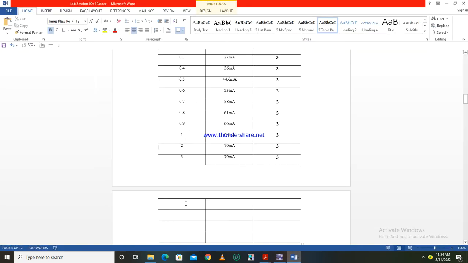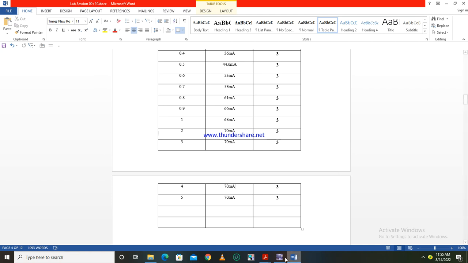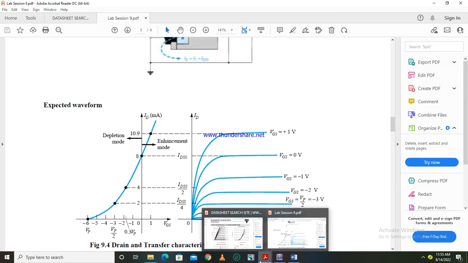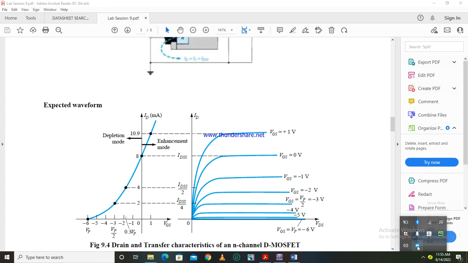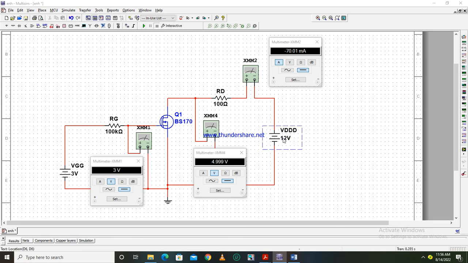We have entered the saturation region. At VGS 3, at 5 the current is at 70 milliampere. You can see that the current increased very much previously, but now it's not increasing. At 8 still the current is 70 milliampere.